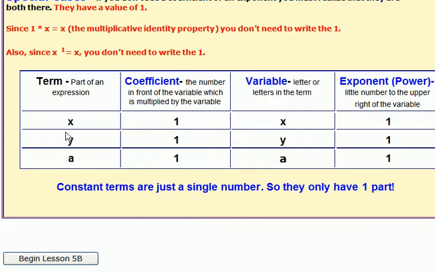So if you have a term, which we said is a part of an expression, and that term is just called x, then the coefficient is 1. The variable is x, but the exponent is also 1. And you need to get used to understanding that all 3 parts of those terms are there. So here our term is y. You need to realize that the coefficient is 1 and the exponent is also 1. It's just not necessary to write those. And the last thing I put here is that constant terms are just a single number. So they only have one part, just the number. And that's opposed to the variable terms, which have 3 parts.